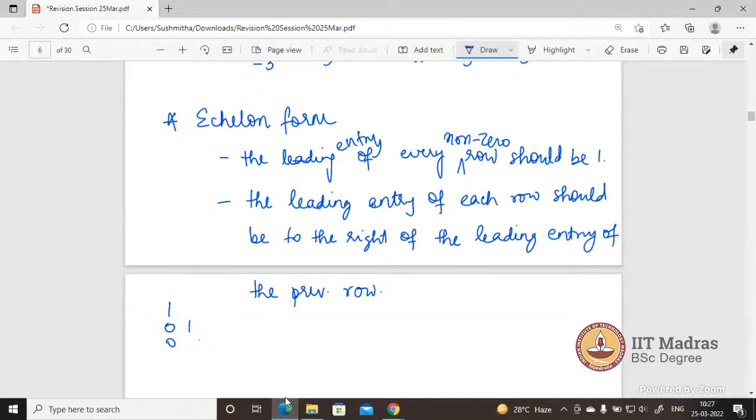Yes, ma'am. And what is the last condition? All the non-zero rows should be above the zero rows. Yeah. Put all the zero rows at the end. That's it. All non-zero rows should be above the zero rows.